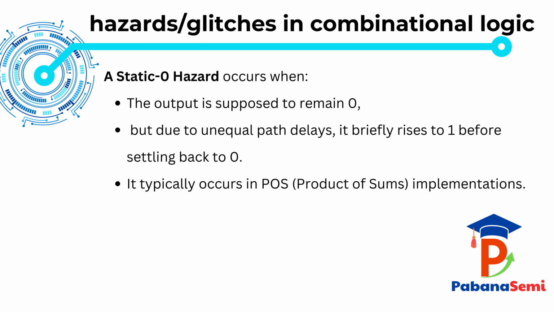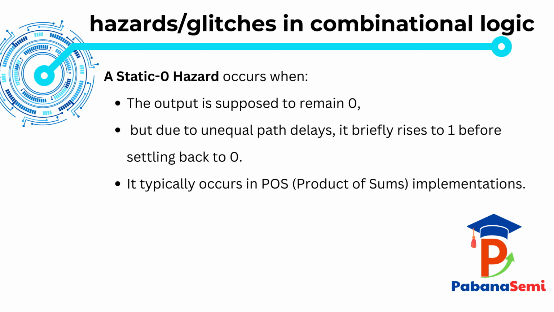Now let's understand the static 0 hazard. A static 0 hazard occurs when the output is supposed to remain at logic 0, but due to unequal propagation delays, it briefly rises to 1 before settling back to 0. In other words, the expected behavior is 0, 0. But what actually happens is 0, 1, 0. This type of hazard typically appears in POS implementations, that is, circuits built as a product of sums.